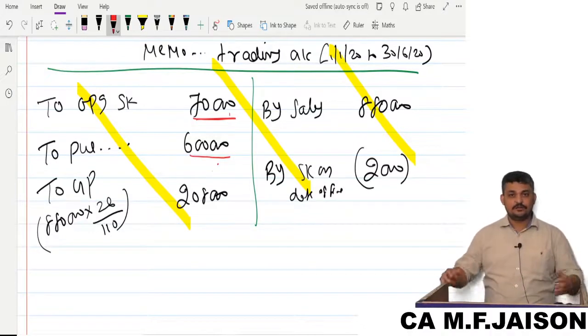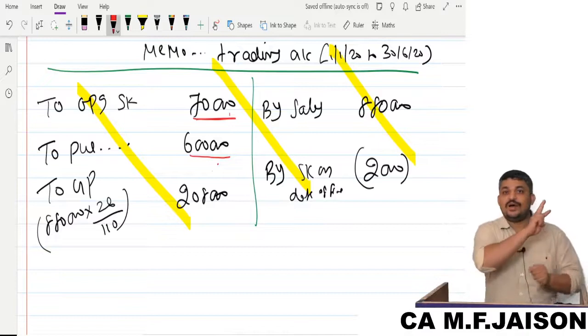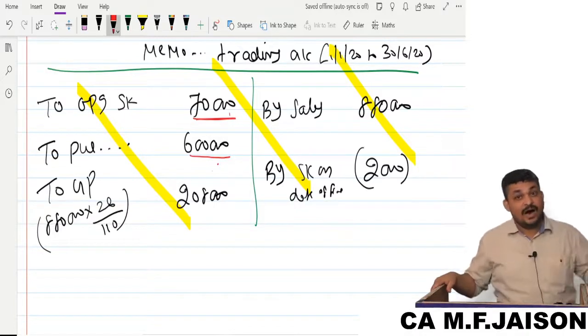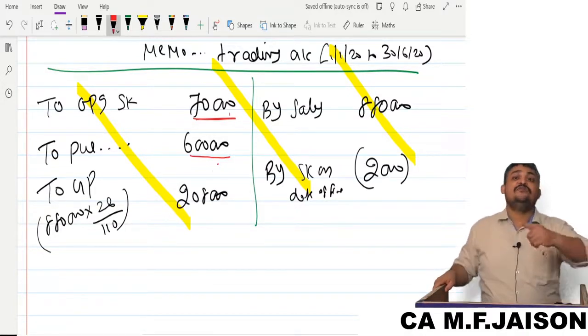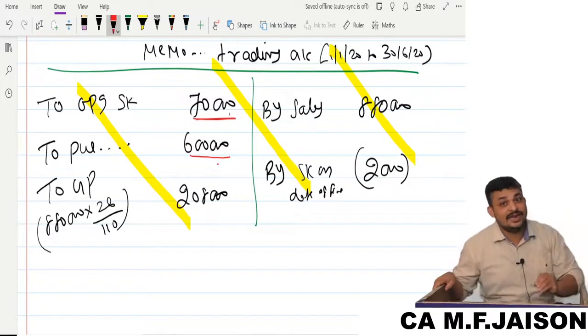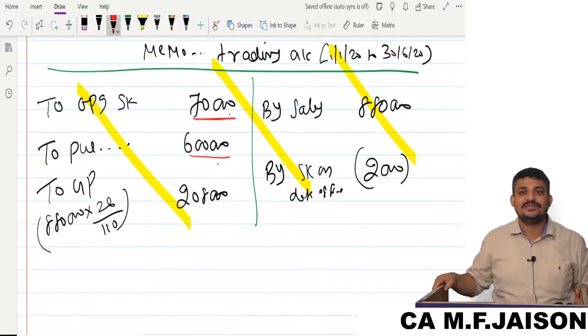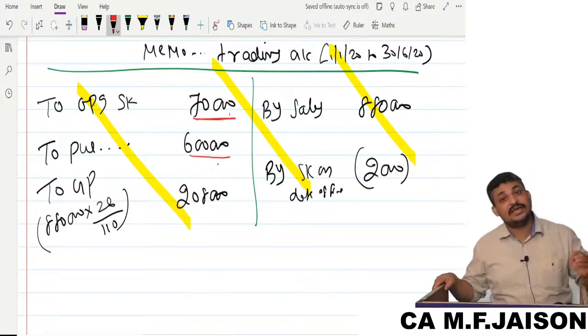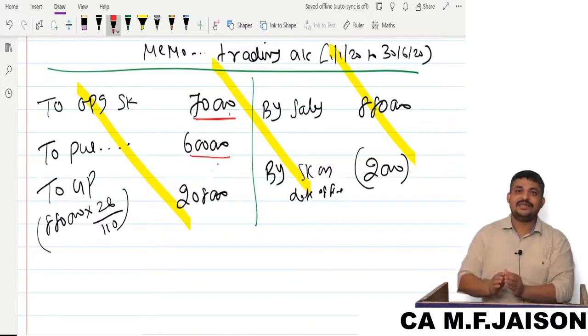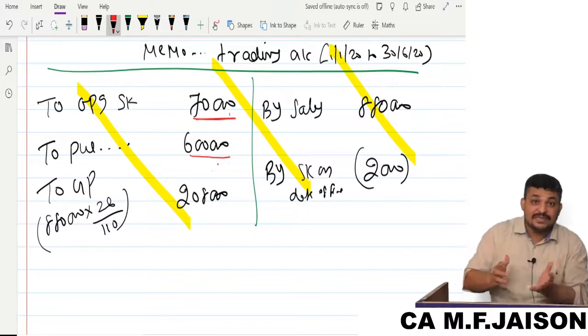Which year? 2020. We have two margins. Understood? Margin relating to sale of opening stock. Margin relating to sale of purchased goods. What are the two margins? Margin relating to sale of opening stock. Margin relating to sale of purchased goods.